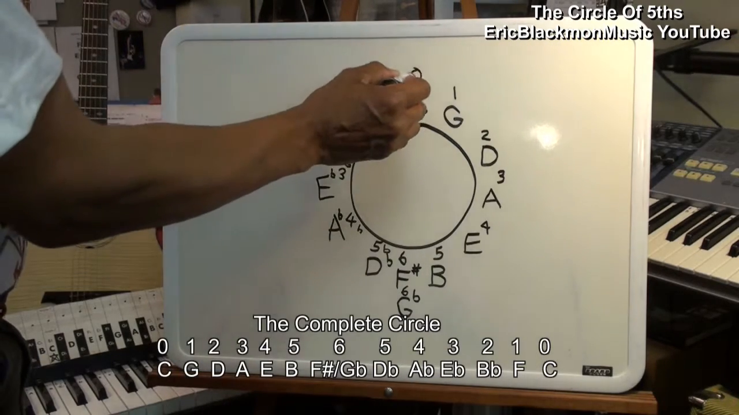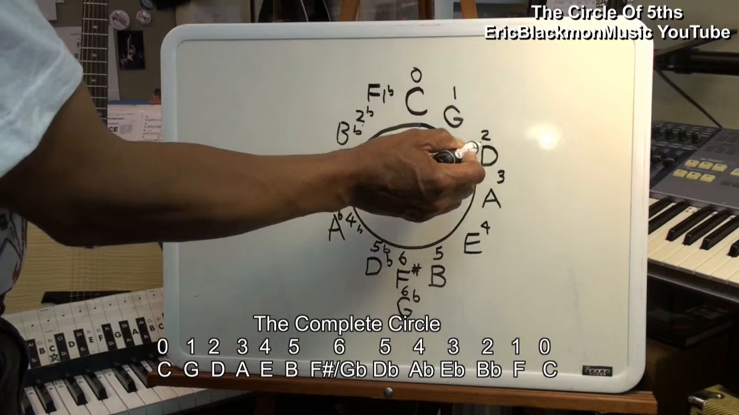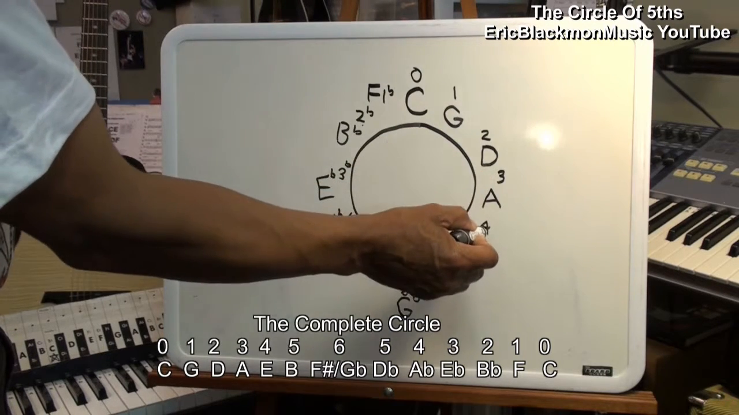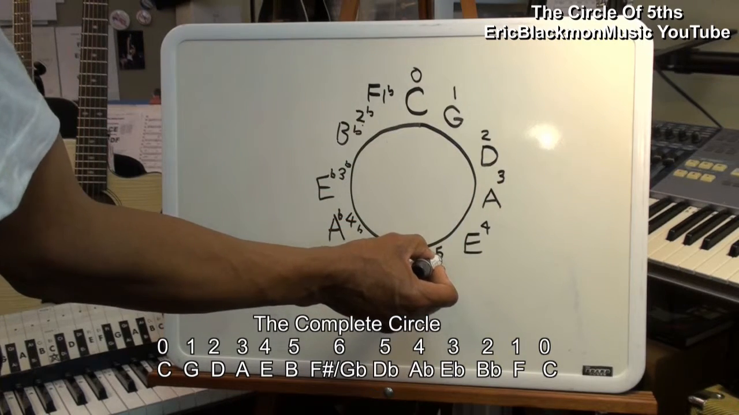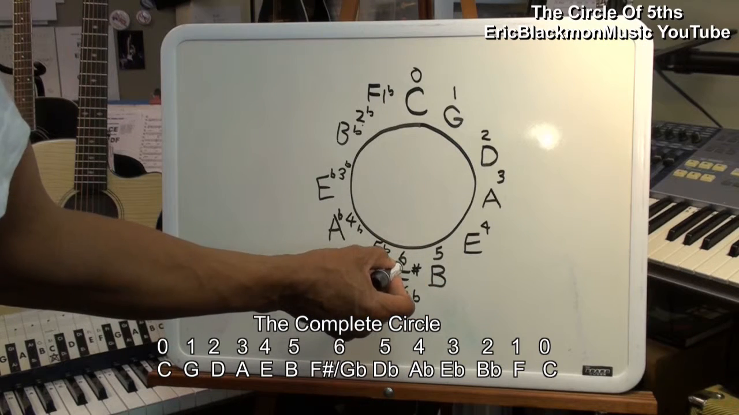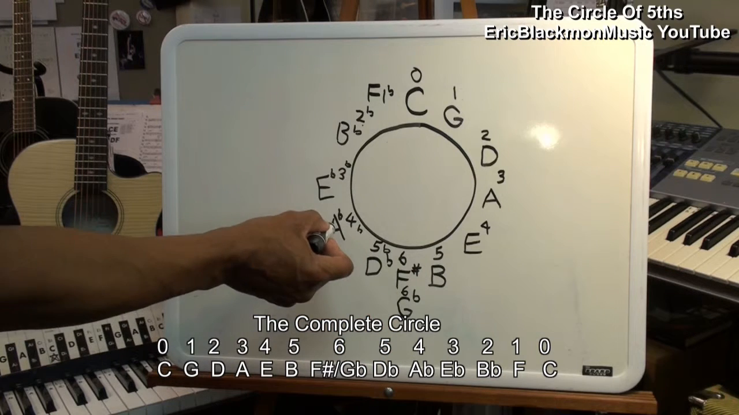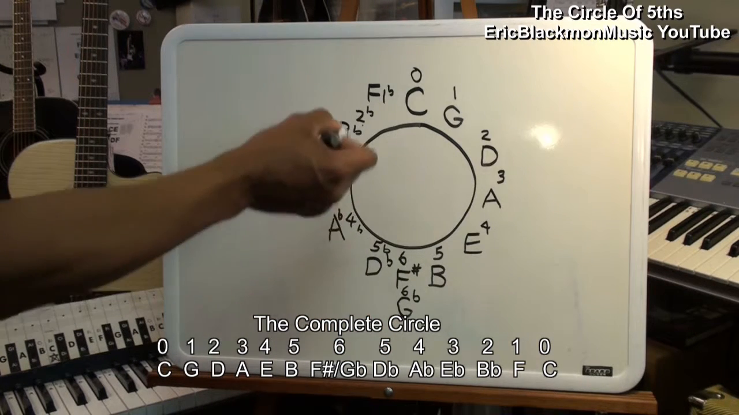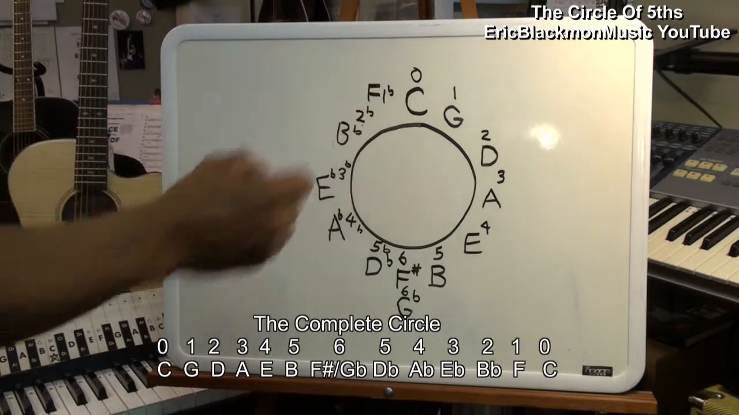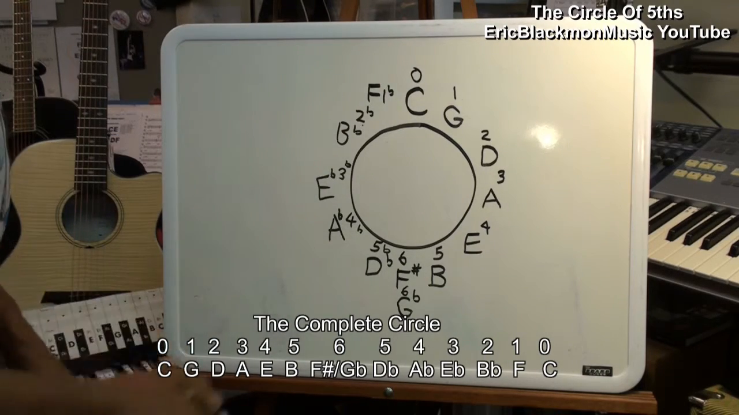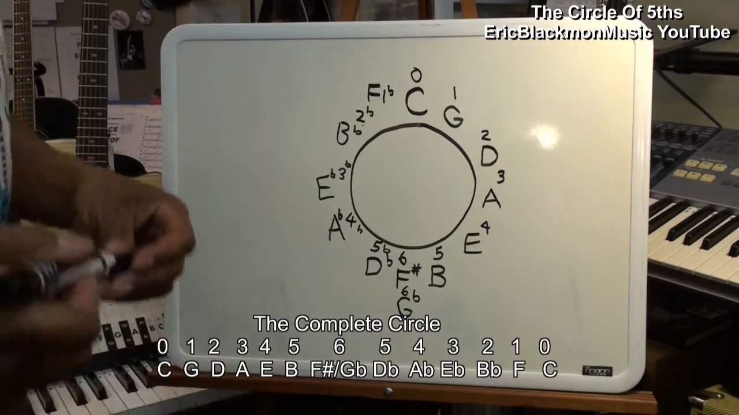So we went 0, 1, 2, 3, 4, 5 sharps, 6 sharps, then we converted to flats. 6 flats, 5 flats, 4 flats, 3 flats, 2 flats, 1 flat in the key of F major. And we now have our circle of fifths.